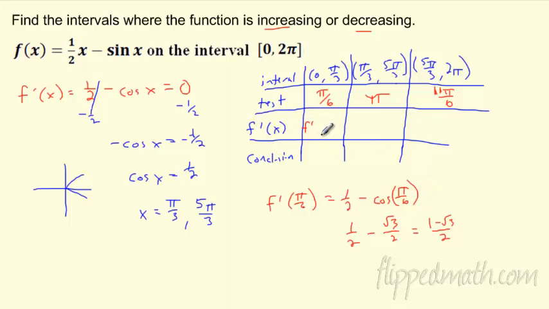So the derivative at pi over 6 is actually less than 0, so it's negative. So what does that mean? It means this is decreasing. So here is a decreasing function on this interval. Awesome. Woo, I like this.